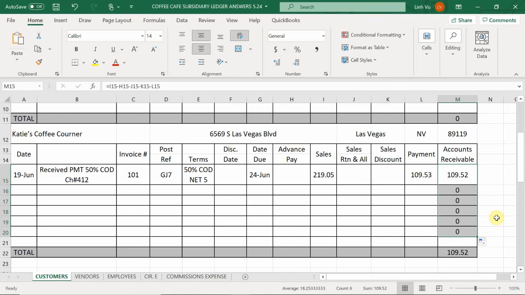Okay, so she owes me 109.52. All right, what's next? There are 2 more transactions for this one. Or in this case, there's 2 more things. No, not yet. Inventory's not yet. Okay.